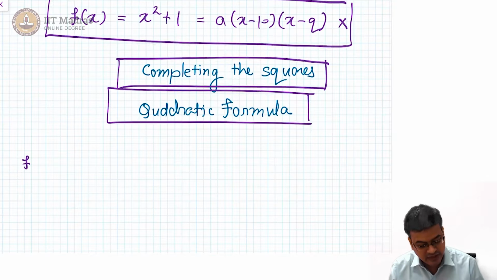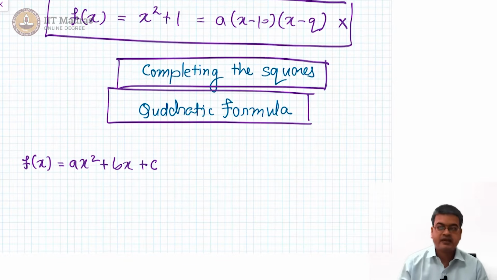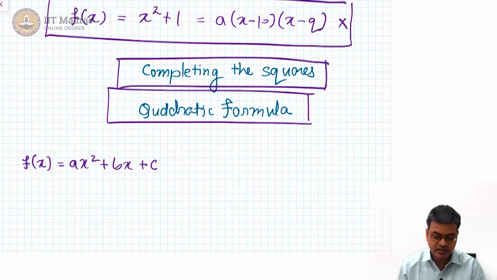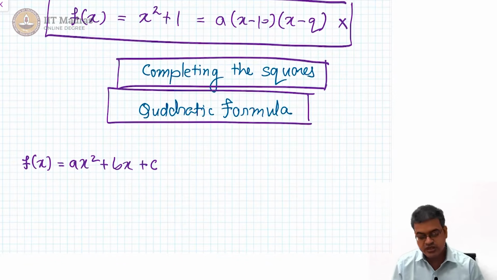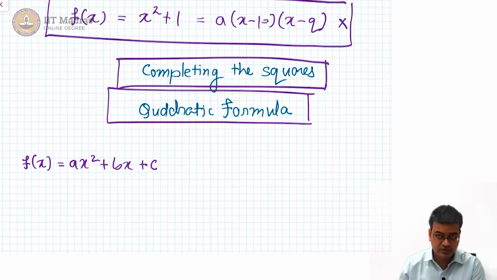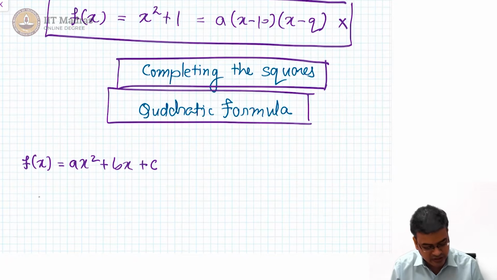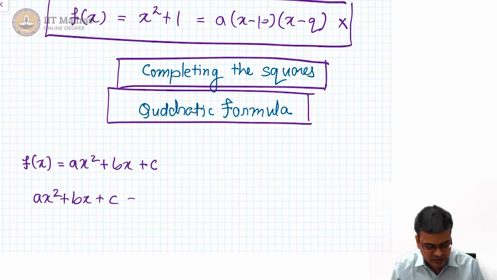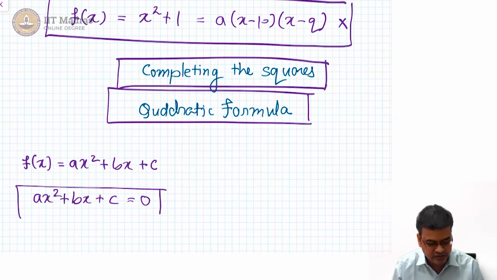Let us say f(x) is equal to ax square plus bx plus c. This is the function that is given to me, and I want to use my method of completing the squares or method of quadratic formula. Now these two methods are essentially for finding the roots of a quadratic equation. So let us implement these methods for finding the solution of the quadratic equation ax square plus bx plus c is equal to 0. This is the quadratic equation that is given to me.